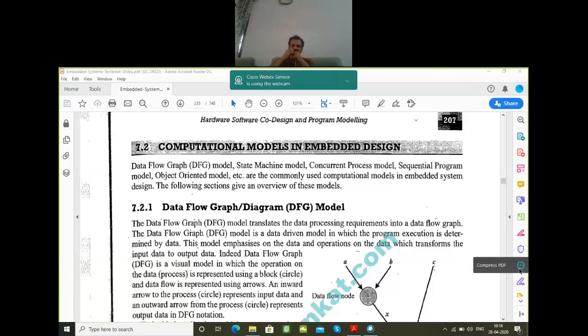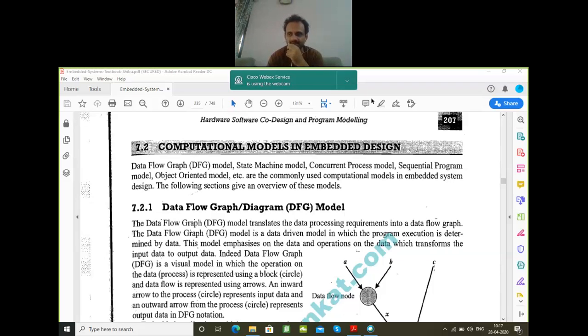So last class we started a new topic in embedded systems, that is hardware software co-design. We discussed how an embedded system can be designed simultaneously at both hardware and software levels. Compared to the traditional method of parallel and serial production of hardware and software, here we do it simultaneously.